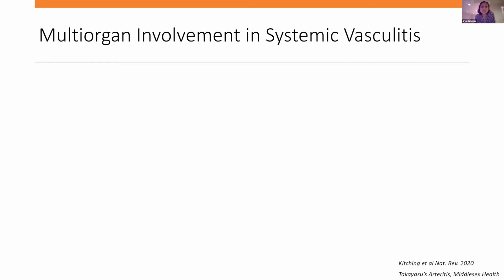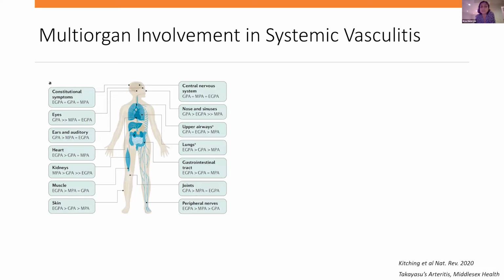As the name suggests, there is multi-organ involvement in systemic vasculitis. For example, in ANCA-associated vasculitis such as GPA, MPA, and EGPA, as many of you are aware, these small blood vessels are located everywhere in the body, and it can affect multiple organ systems as shown in this schematic diagram, like the nose, the sinuses, airways, lungs, kidneys, skin, joints, etc.